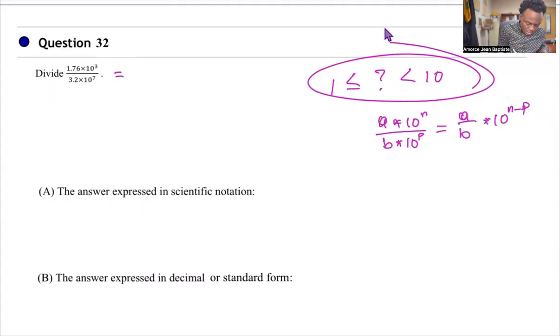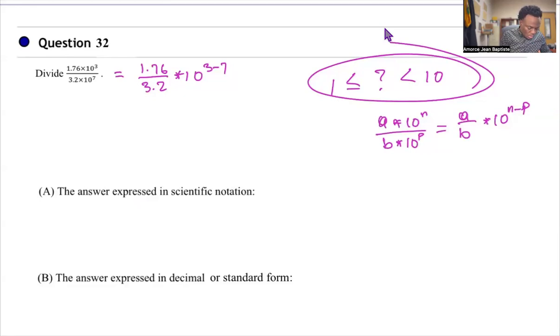So this will be 1.76 over 3.2 times 10 to the power 3 minus 7. Well, we don't want to keep it in the denominator because that's not how you write scientific notation. You are allowed to write a negative exponent for the scientific notation. So that said, we're going to perform this division.